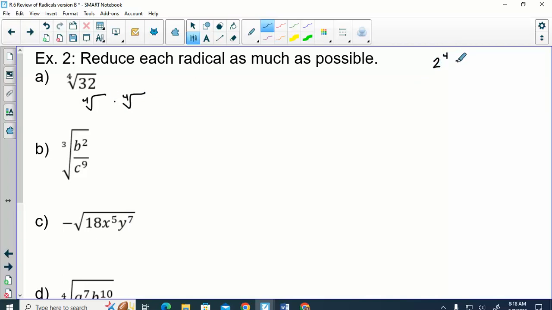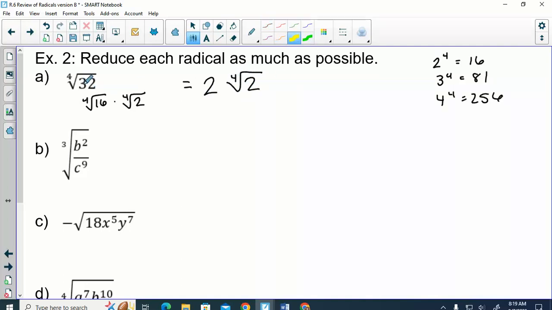2 to the fourth power is 16. 3 to the fourth, 81. 4 to the fourth, 256. So we're thinking about these numbers. Is 32 divisible by any of them? 16. So we can break it into a 16 and a 2. The fourth root of 16 is 2. And we still have a fourth root of 2.